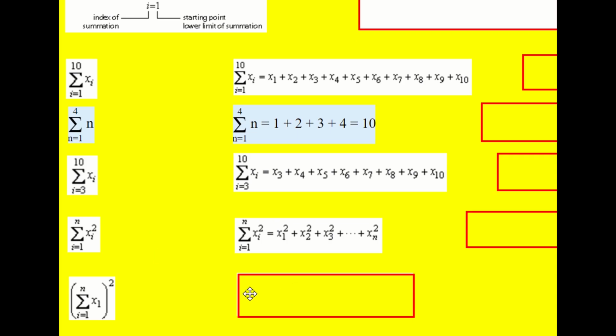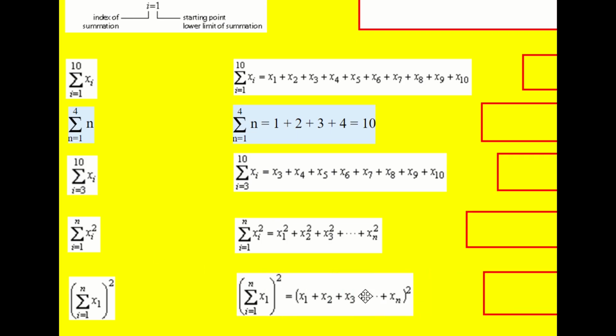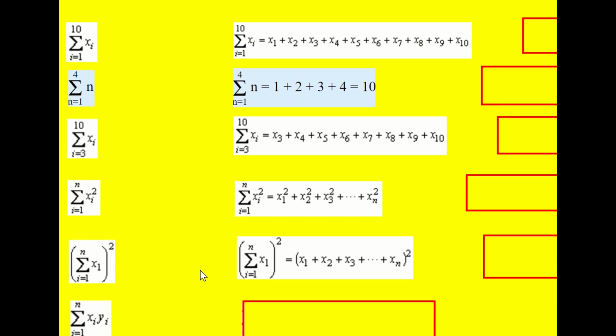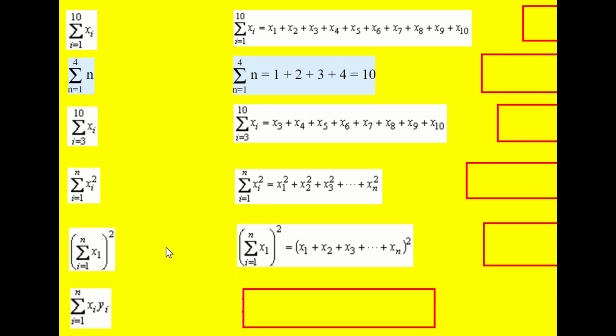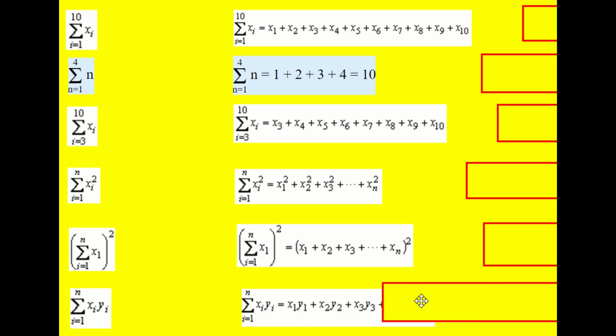Very similar, but this time I'm adding the x1s up to xn, and then I'm squaring it. Different things. Here I'm squaring the x's, here I'm adding them all up, and then I'm squaring. And how about this one? Very similar, but now I've got two things with these indexes. So it's x1, y1, x2, y2, all the way up to xn, yn.